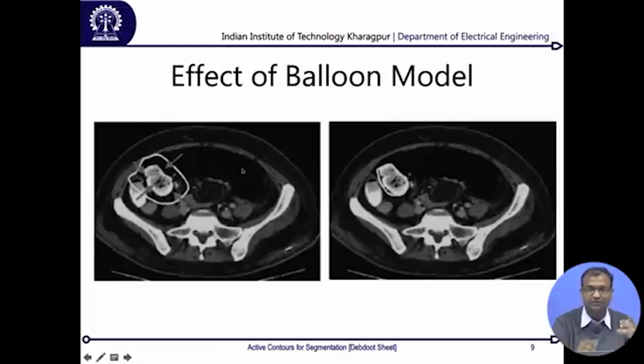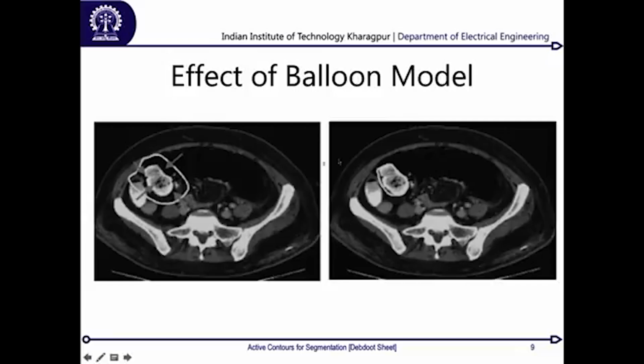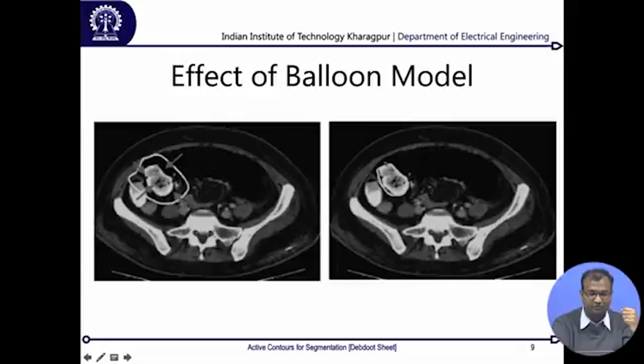Whereas when you are using a balloon, since it is always trying to retain a convex shape in itself, it is forcing itself inward, the tension is pulling itself inward, and the force of intensity is pushing it outward. In that case you would always find a conformity to become convex over here, and that is where this converges to a perfect condition. So with a balloon model, your active contours are in a much better position to converge on a particular point. With that we come to the end of this short lecture.